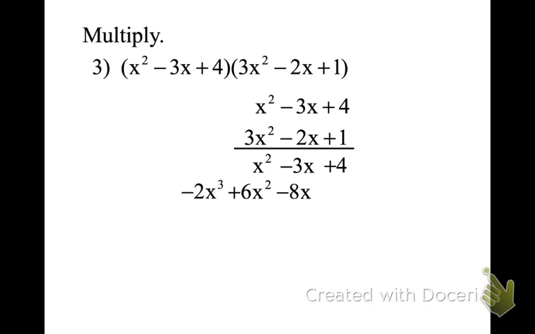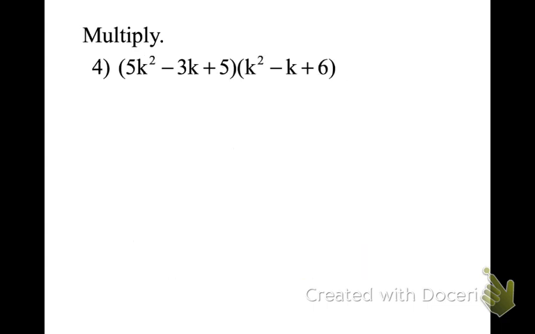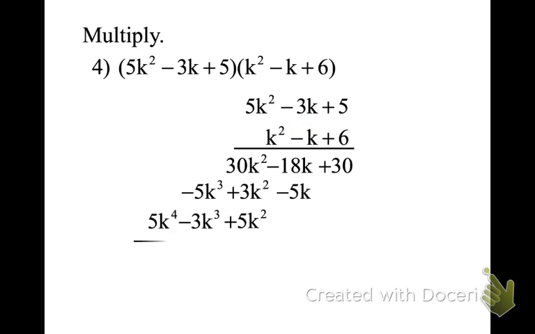It's negative 2x cubed. And now I have to multiply the third term times. And then we just add our coefficients. It's 3x to the fourth minus 11x cubed. We're not done? Okay, we're not done. Do not pack up. Questions? So it's really not that big a deal.